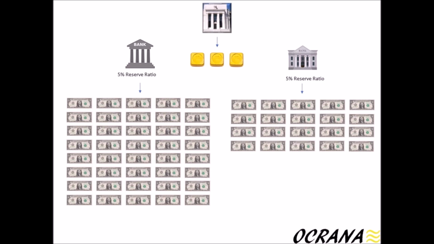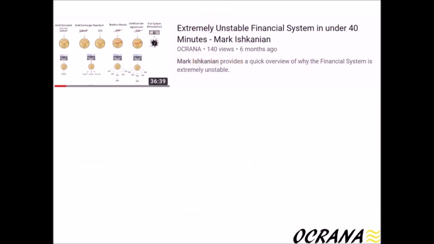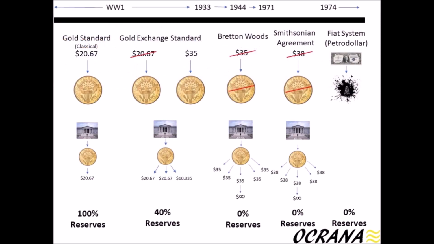In our example here, both the private banks are running on a 5% reserve ratio, and the central bank is running on a 100% reserve ratio. In the last video I produced, I showed you how when the American central bank was first started, it had 100% reserves, and then over time reduced that to a 40% reserve ratio, and then into a system where it required no reserves, to eventually the system we have today with not only no reserves but no gold in the system at all.